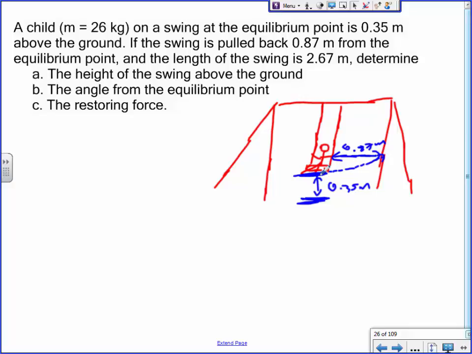Now, one thing I gotta point out: when you pull the swing back, you know how she used to be 0.35 meters above the ground? When I pull her back that 0.87 meters, she's no longer 0.35 meters above the ground. Can you guys envision how that's gonna work, right? Because you pull it back, it actually pulls it a little bit higher.